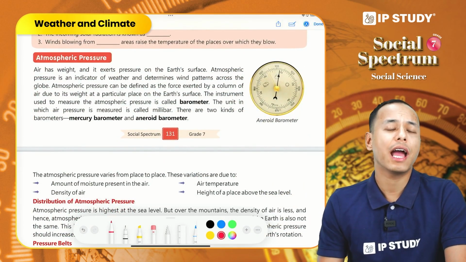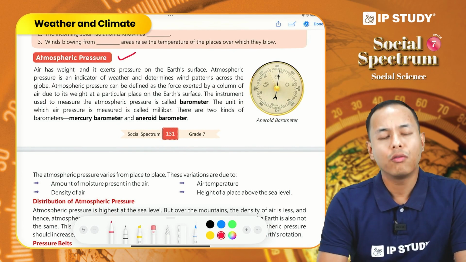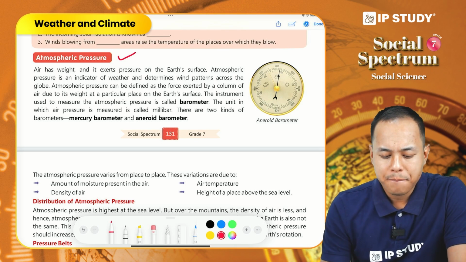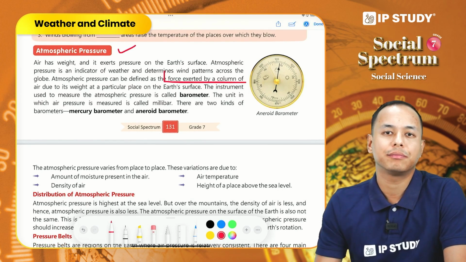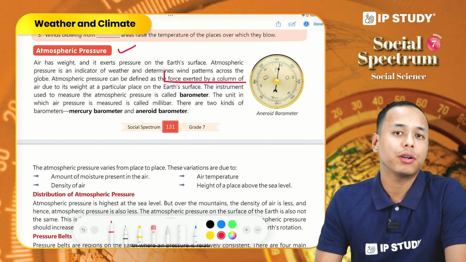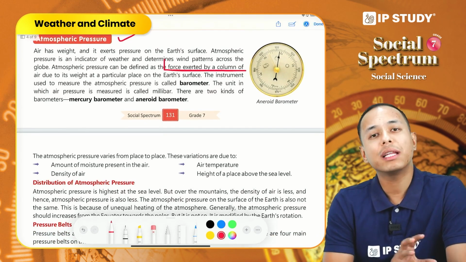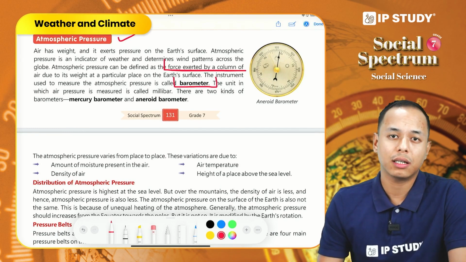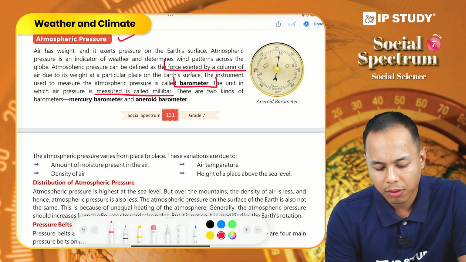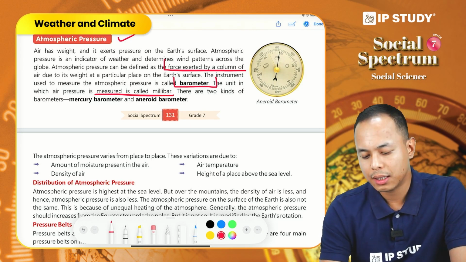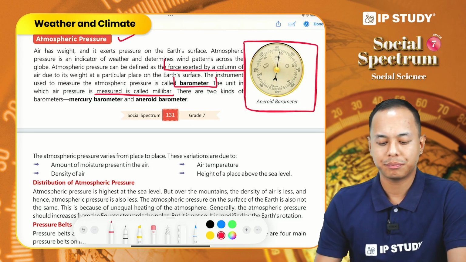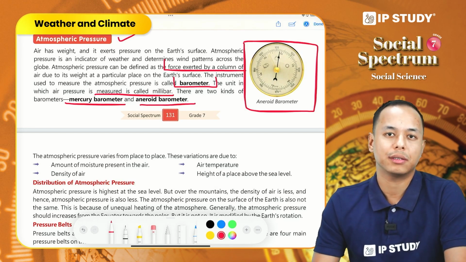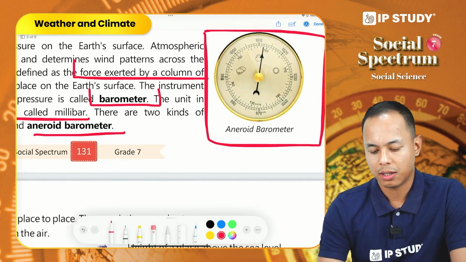Now let us discuss atmospheric pressure. We all know air has weight and it exerts pressure, right? So atmospheric pressure refers to the force exerted by the column of air on a particular place. The instrument that measures atmospheric pressure is the barometer, and the unit of measurement is called the millibar. Here is an image of an aneroid barometer, because there are two kinds of barometer. One is the mercury barometer and the other is the aneroid barometer, and this is a picture of the aneroid barometer.